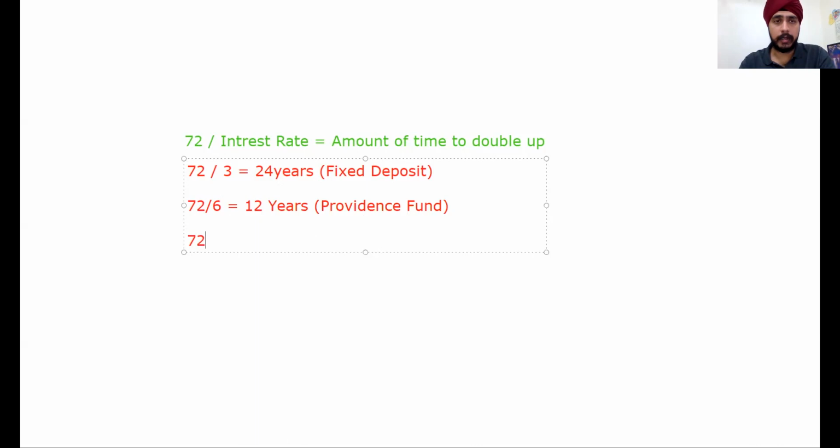Okay, so now let's look at unit trust. Let's look at a very moderate risk unit trust. Let's look at about 9%. Okay, 9%, and it will take you about 8 years, correct? Yes, 8 years to double up. Now, unit trust, medium risk. Mid risk, unit trust.